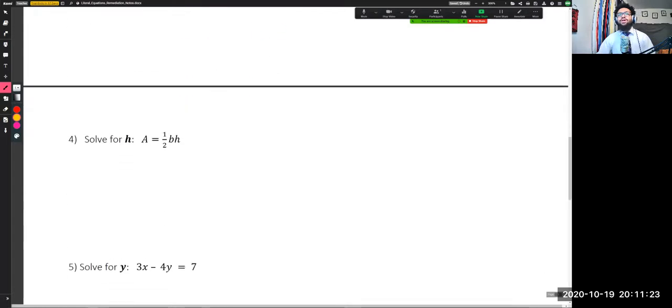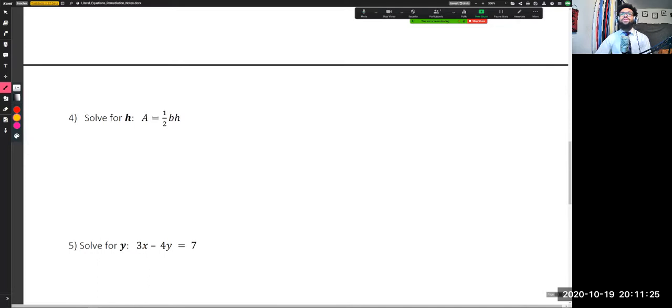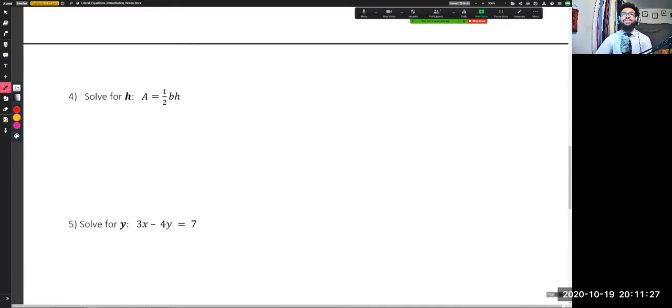Let's look at number 4. Number 4 says solve for H. H is what we're solving for. This bit right here is what we're trying to get by itself. This one looks a little different because it has a number in it, but we're going to still do the same thing. We are going to perform our inverse operation. So what's happening with these things? All these things are being multiplied together. So we need to divide to get rid of them.